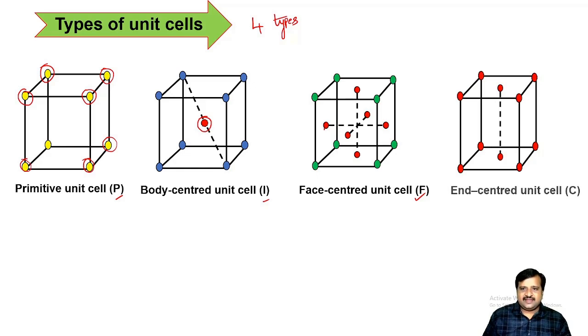So the fourth one is the end centered unit cell. It is represented by C. In this end centered unit cell, 8 atoms are at the 8 corners, and this end face contains 2 atoms. So this is the end centered unit cell. These are the 4 types of unit cells: primitive unit cell, body centered unit cell, face centered unit cell, end centered unit cell.